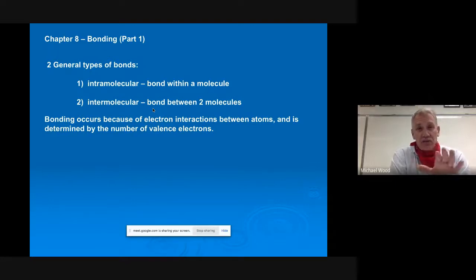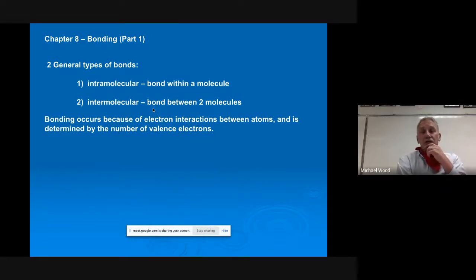And there are two general types of bonds, an intramolecular bond. And if you look at the prefix, intra is a bond within a molecule. Like if there was an intranational deal, it would be a deal within a country. And so for the United States, for instance, it might be a deal between Indiana and Arizona, or between Maine and Oregon, or something like that, intra within a molecule. And again, that's what we're going to be dealing with in chapter 8 and 9, ionic bonding and polar covalent and nonpolar covalent.